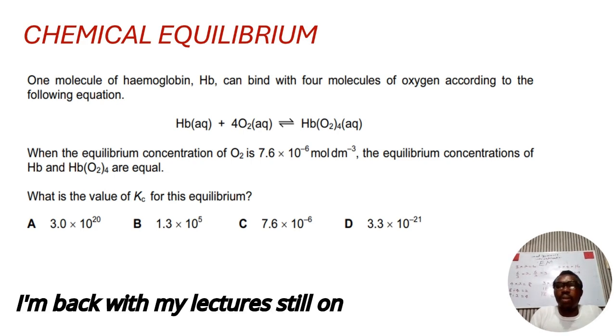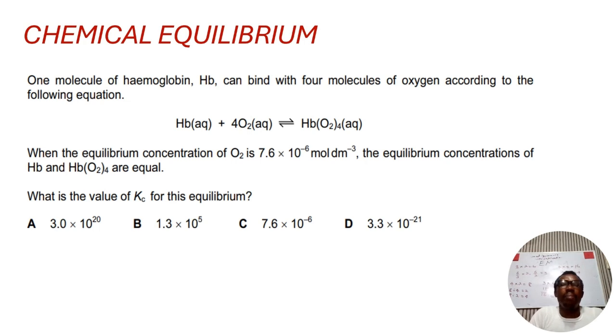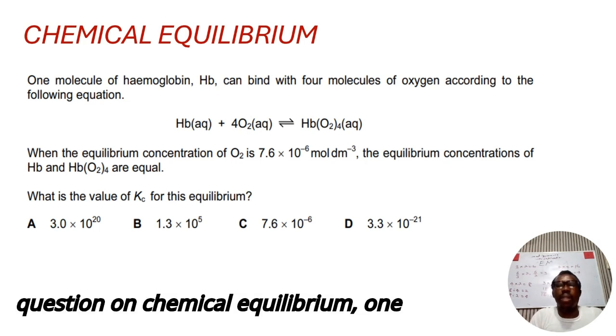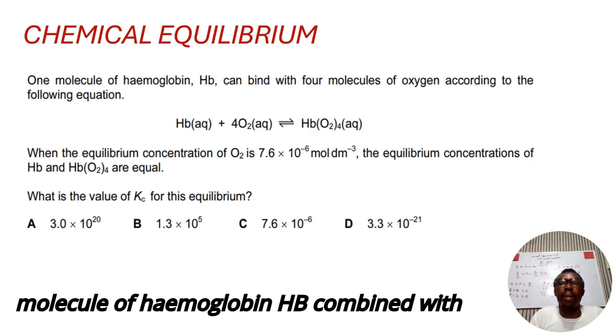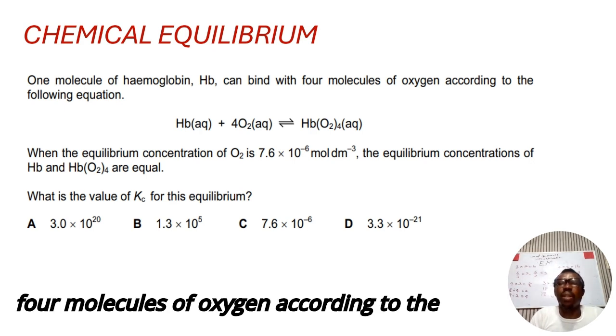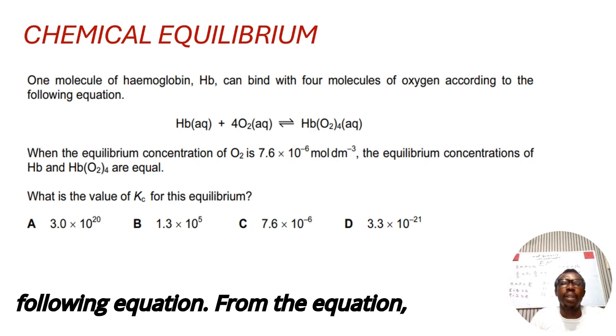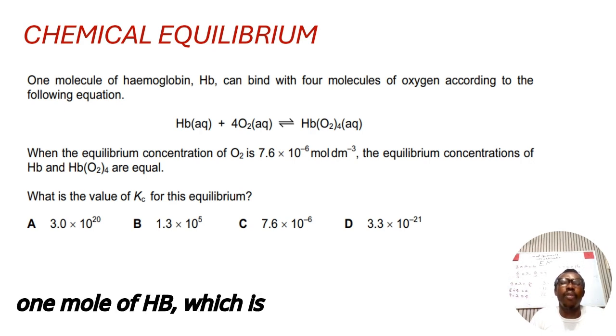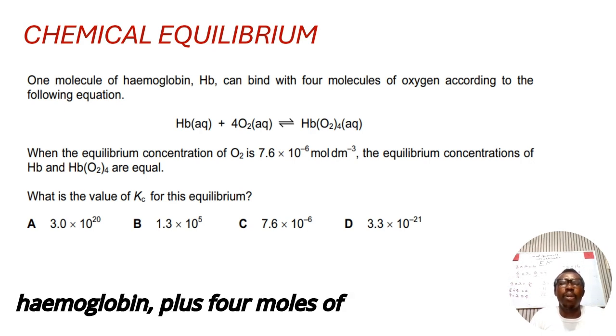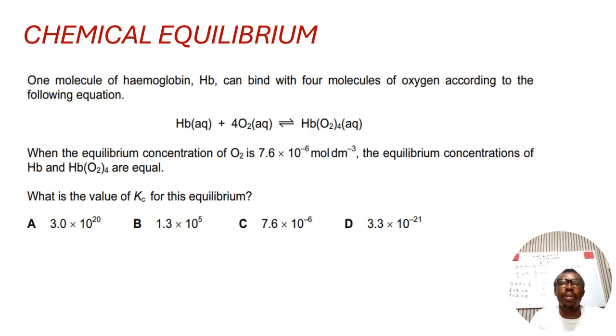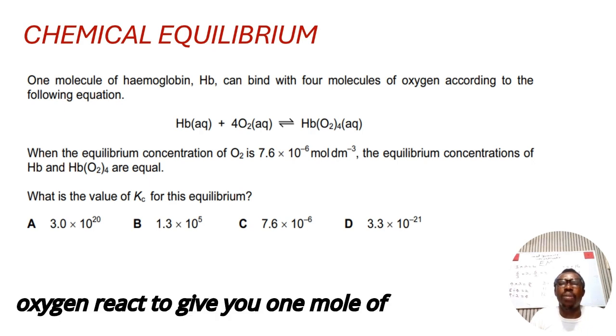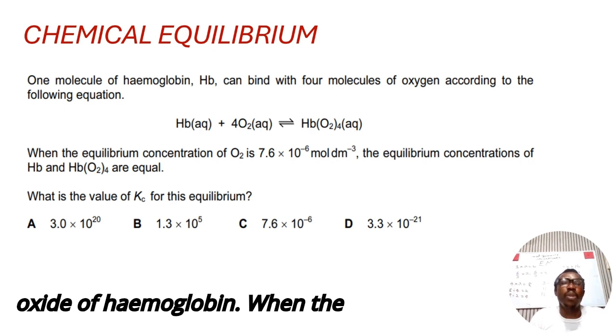I'm back with my lectures, still on chemical equilibrium. Before us, a typical chemistry A-level question on chemical equilibrium. One molecule of hemoglobin, Hb, can bind with 4 molecules of oxygen according to the following equation. From the equation, 1 mole of Hb, which is hemoglobin, plus 4 moles of oxygen react to give you 1 mole of oxide of hemoglobin.